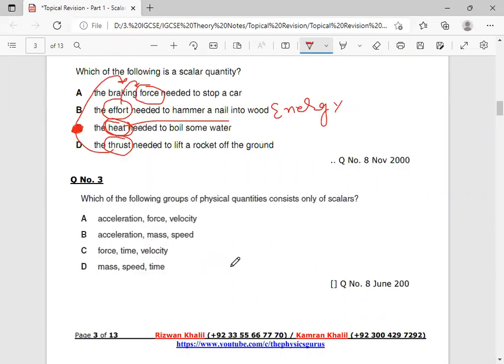Question number 3. Which of the following groups of physical quantities consists of scalars only? Acceleration vector, crossed. Acceleration vector, crossed. Force vector, crossed. Mass scalar, speed scalar, time scalar. So option D is the correct answer.